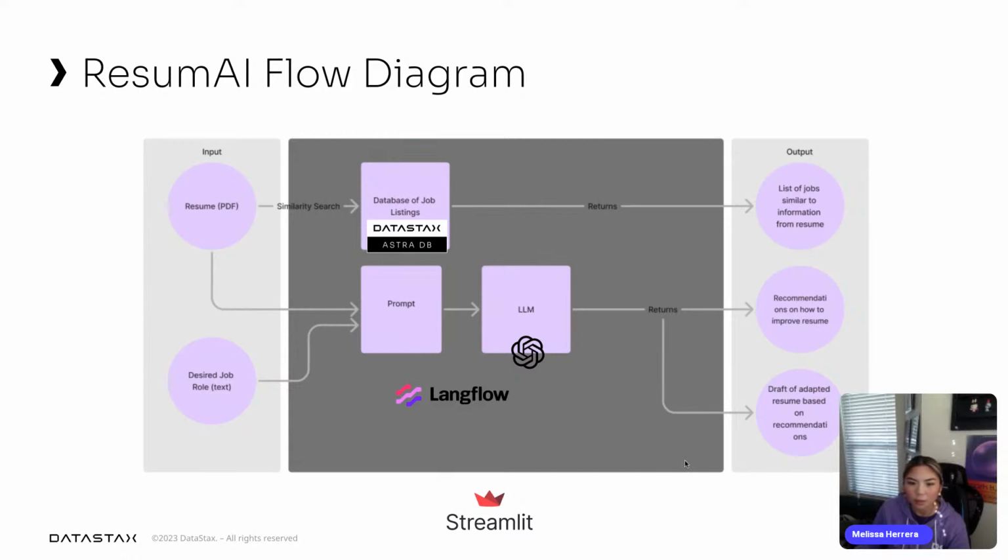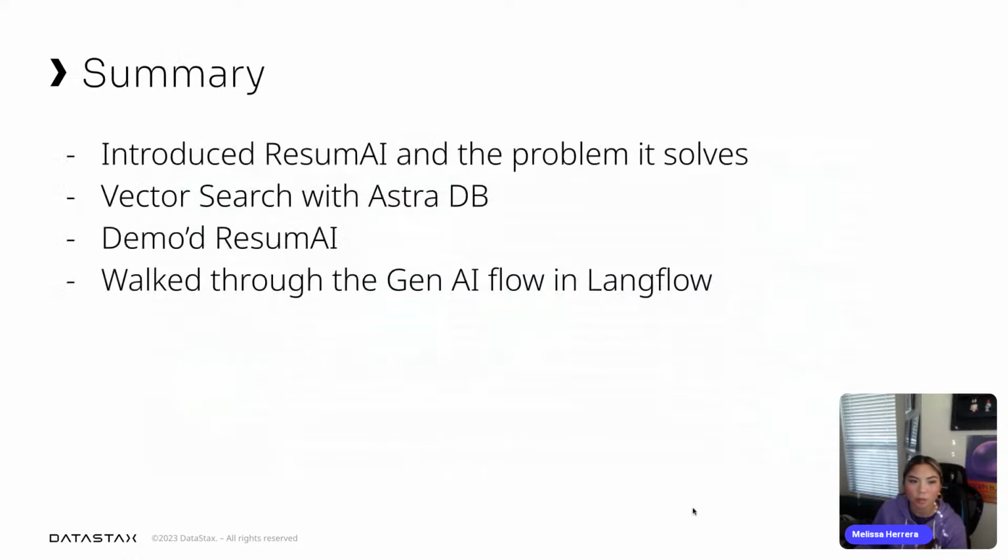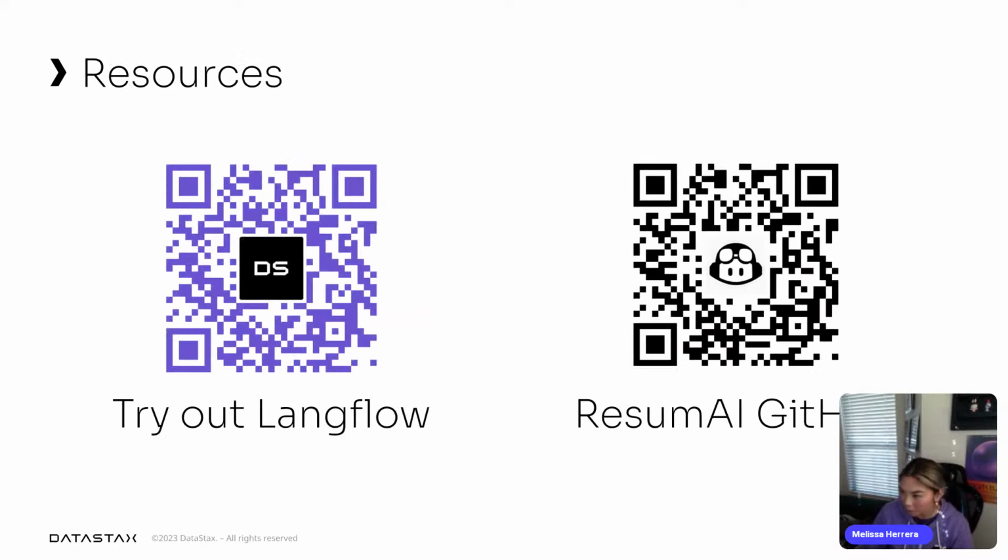All right, so let's do a quick summary to wrap up everything. What we did today was introduce ResumAI and the problem that it solves. We talked about vector search, just what it is, a refresher for those who are not familiar, or for those who have heard about Astra DB and who have come to our live streams, and an overview for those who might not be familiar with ResumAI. With vector search, we demoed ResumAI, we showed what it does and the actual back end, and then we walked through the GenAI flow and how we built that in Langflow. And that pretty much wraps it up.